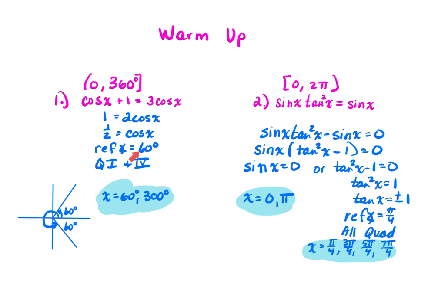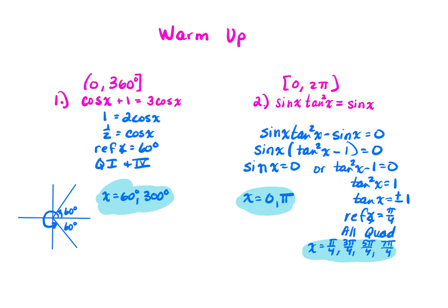Remember, I look for this in the first quadrant for where the x-coordinate is a half on the unit circle. Because cosine's positive, I know that there are answers in the first quadrant and in the fourth quadrant. So my first answer is 60 degrees, and my second answer is 300 degrees, or 360 minus 60.